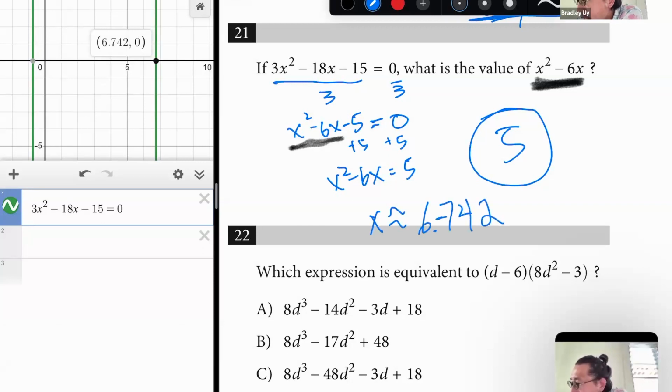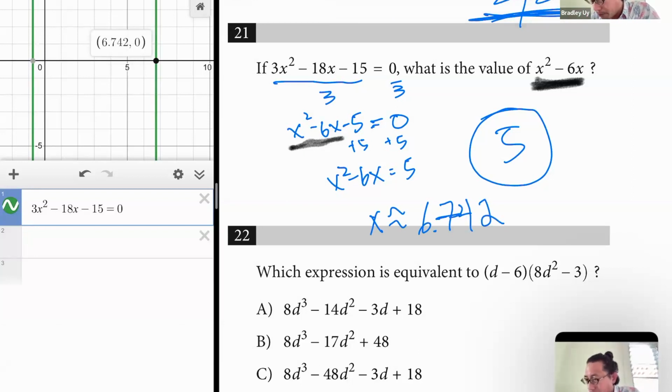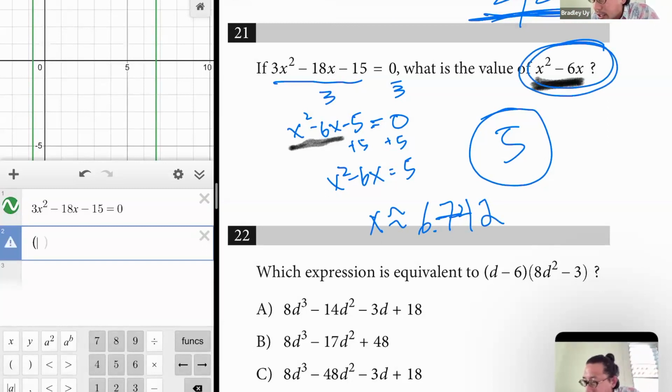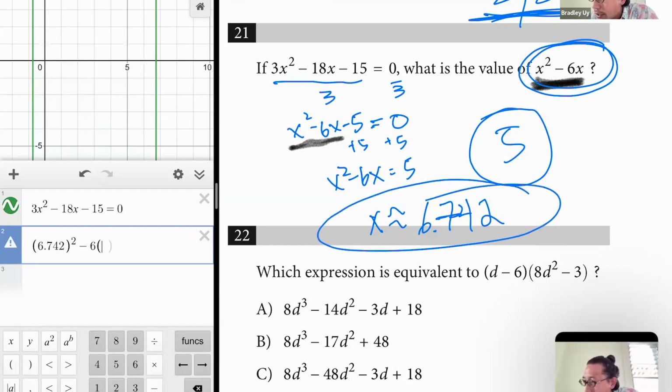Please note that is not an exact number. That's a rounding. That's an approximation from an irrational number. What we're going to do is take this value and evaluate x squared minus 6x. So we're going to take, in parentheses, 6.742 and square it. Entering this on Desmos, you don't need that, but I will soon do a negative number. Minus 6 times that same value of x that you have here, 6.742, and that will tell us 5 point blah, blah, blah.